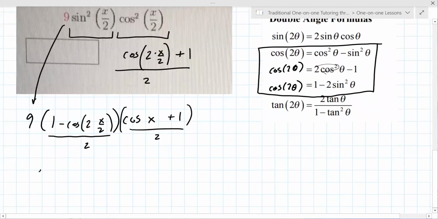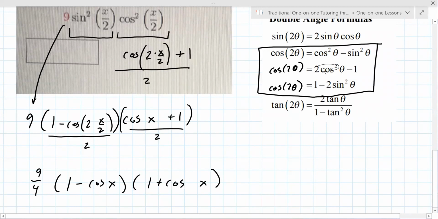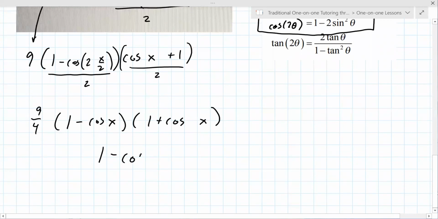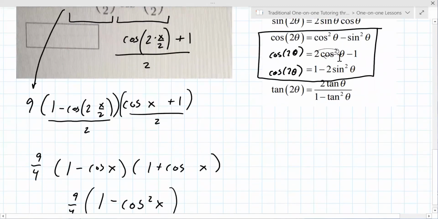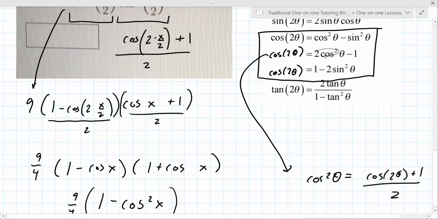So that's 9 over 4, 1 minus cosine x times 1 plus cosine x. And so that gives you 1 minus cosine squared x times this 9 over 4. And that's no good because now we're back to the same problem we had, which is that we can't use that. So you have to go back and reuse this one that we first used, this second line here, the fact that cosine squared theta equals cosine 2 theta plus 1 divided by 2.